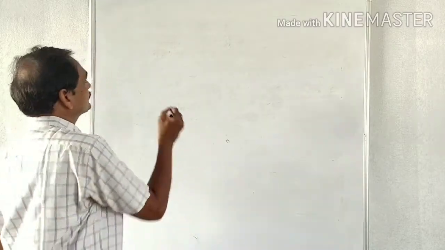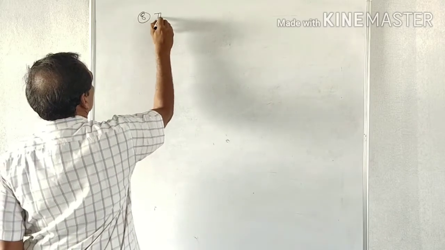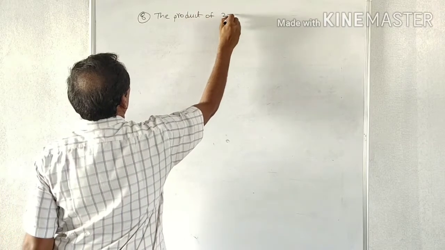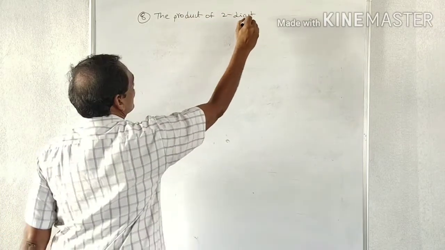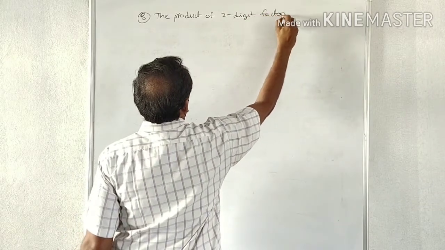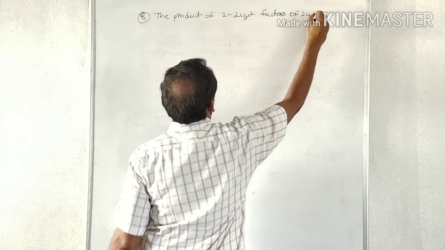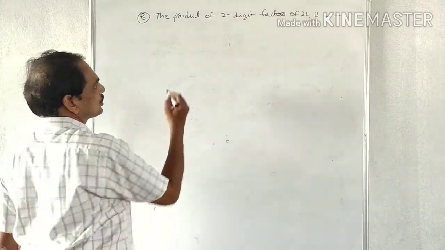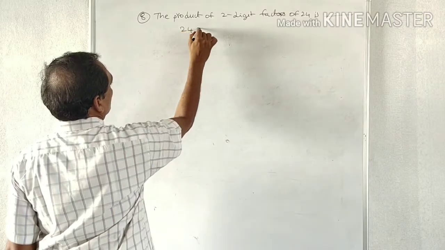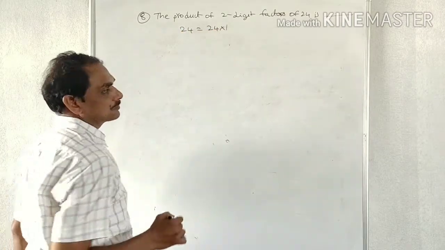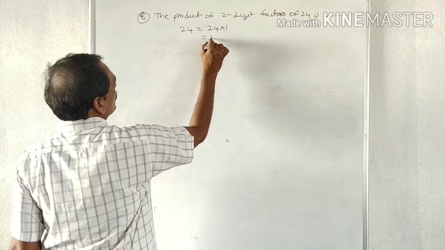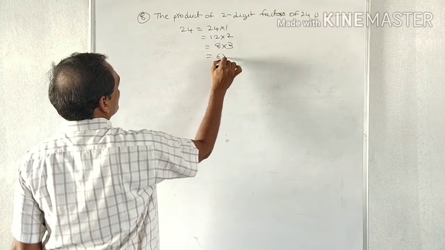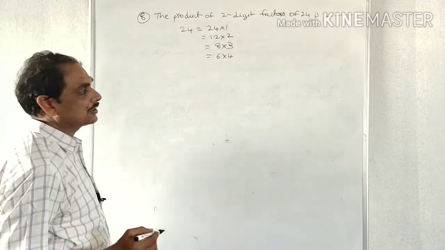Next, 8th. The product of two-digit factors of 24 is dash. This is the 8th problem. So write the multiplicative facts of 24: 24 into 1. Next, 12 into 2, 8 into 3 and 6 into 4. These are the multiplicative facts.